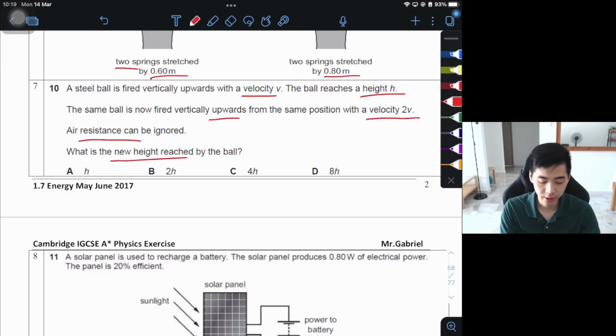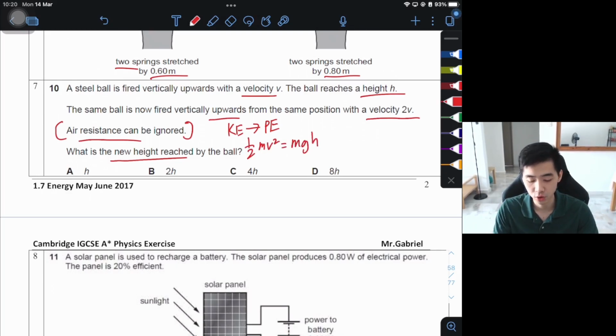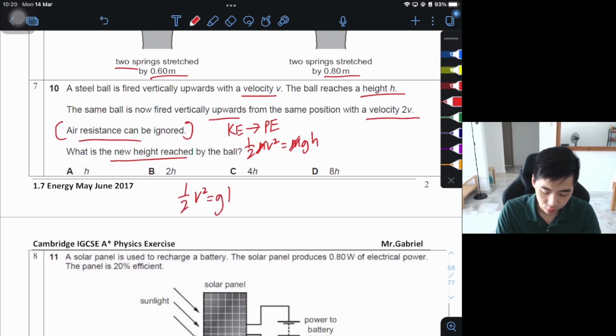Now this question here, yet again they mentioned that air resistance can be ignored. Now from here I can straight away assume that all kinetic energy is fully converted into potential energy here. Now if I were to write the equation here, it will be half mv squared equals mgh, and since there is a mass component on both the left and right, I can cancel it away, right? And I know for a fact that half v squared equals gh.